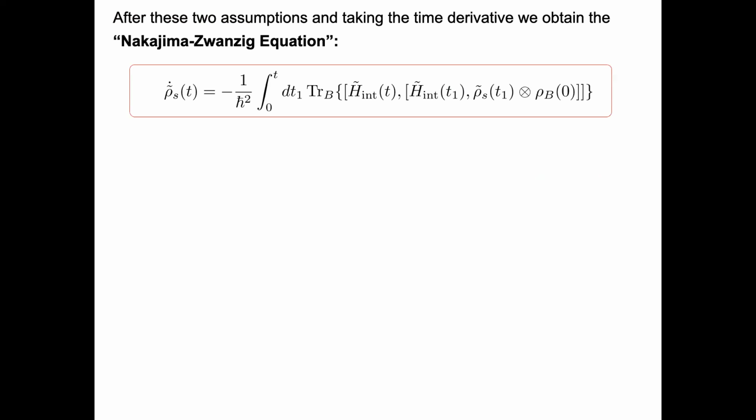What we then have is an equation where rho dot at a given time t depends on the integral from 0 to t, dt1. The second order term is this double commutator with the interaction Hamiltonian evaluated at times t and t1, and here we still have the density operator of the system. So you see the derivative of the system operator depends on the system operator at all previous times. This is again the type of problem where we have an equation which is non-local in time.